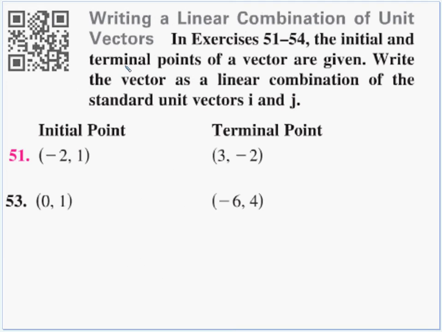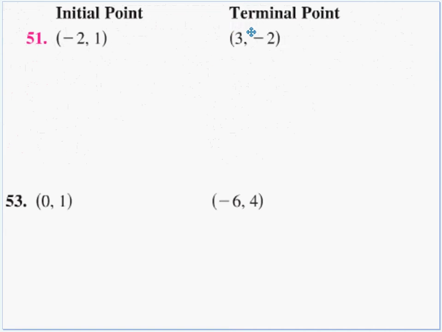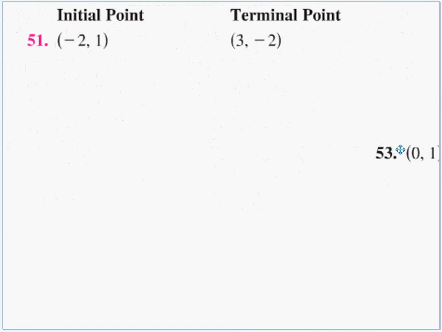Number 51. In the exercises, the initial and terminal points are given. Write the vector as a linear combination of the standard unit vectors i and j. These aren't so bad. Let's put this one up here. So we've got the initial point. We start at the initial and we go to the terminal. So first, let's write it in its component form here.